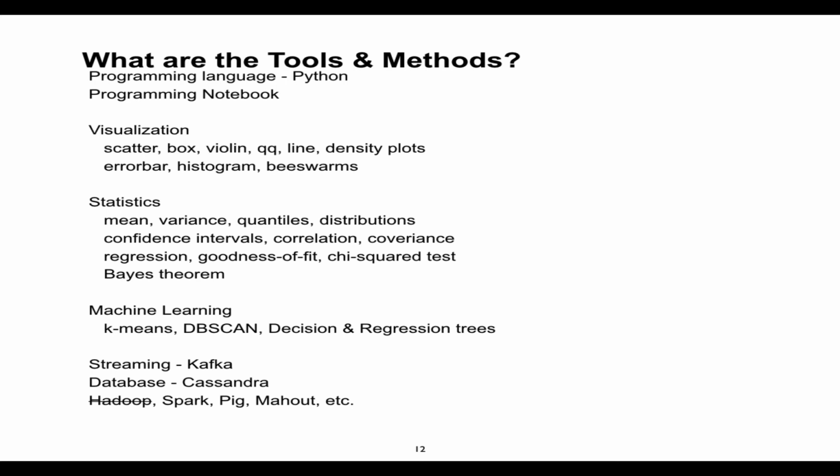Databases, I'm looking at Cassandra. Presumably, most of you are computer science students. And so you've had some experience with an SQL database. But there are other types of databases. Cassandra is a distributed NoSQL database.